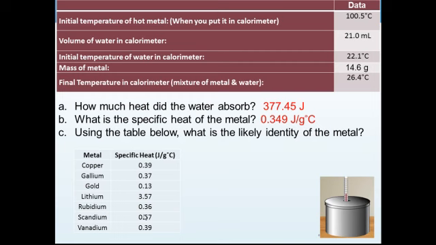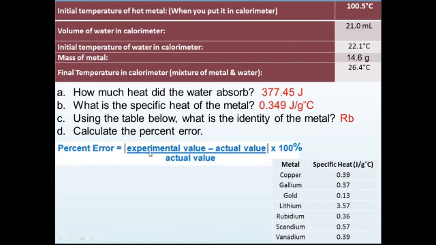We don't know what metal we've been using so far, huh? When you get into the lab, you're going to have part 1 and part 2. Part 1, they're going to tell you what metal you have. Part 2, you're going to have an unknown. So we're going to actually go through the next calculation, just like you're going to do in part 2. So using the table below, what is the likely identity of our metal? Well, our metal's specific heat, we calculated it to be 0.349. So we look at our table, and which one is closest to that? I'd have to say rubidium.